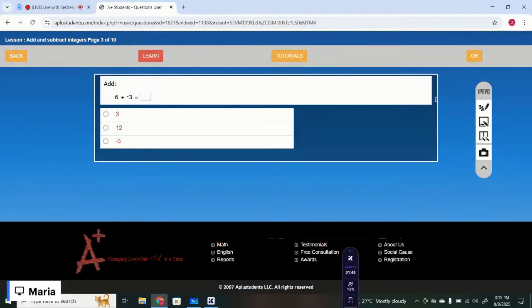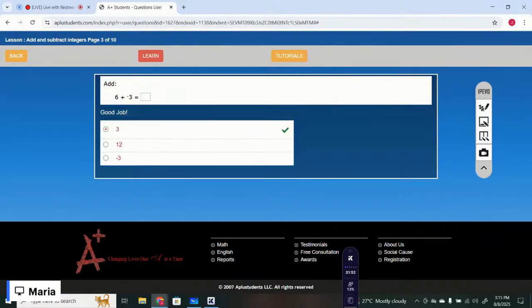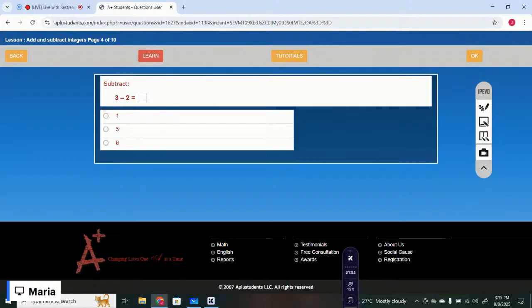Six plus negative 3. That equals 3. Option number 1 is the correct option. Three minus 2. 3 minus 2 is 1. Option number 1 is the correct option.